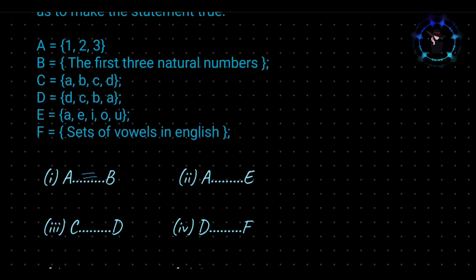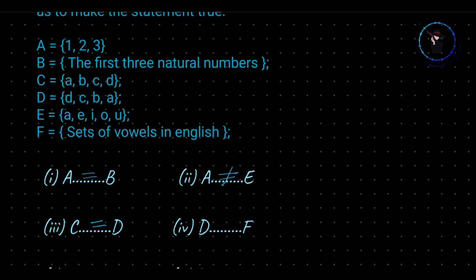Now, second is A and E. What's E? A, E, I, O, U. No, these are vowels and these are natural numbers. So it's not equal. The third one. What about C and D? C is A, B, C, D. And D is D, C, B, A. The elements are the same. We have A, we have B, we have C, we have D. So, yes. Third is also equal.